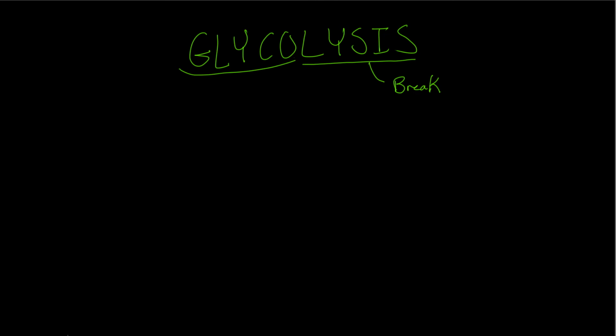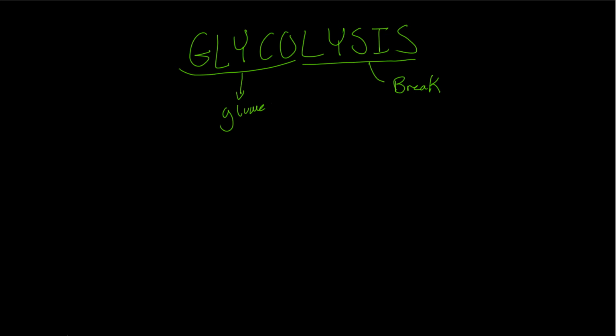Glyco, what do you think when you think of glyco? Glycogen, glucose, right? Okay, well here this is going to be for glucose. All right, so we're going to do a process that essentially breaks this apart. And when we break it apart, we're going to release compounds that have energy. Those compounds are going to be ATP, NADH, and at the end, pyruvate.